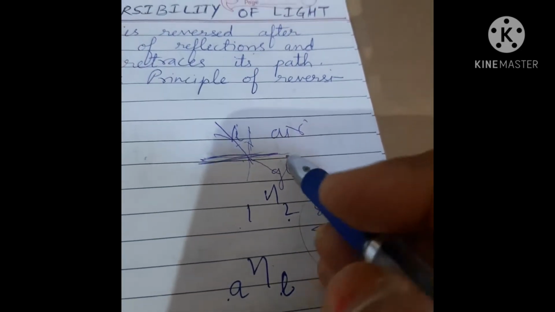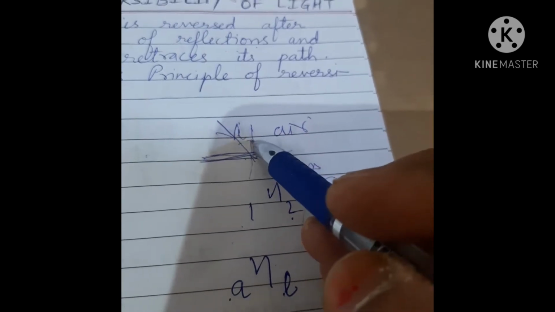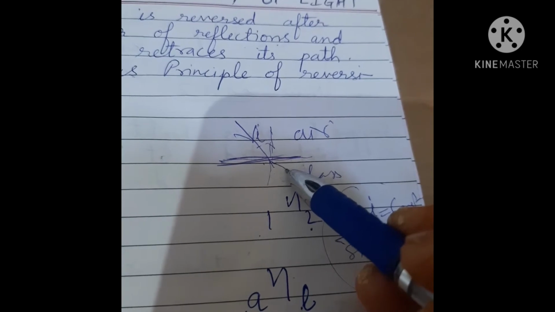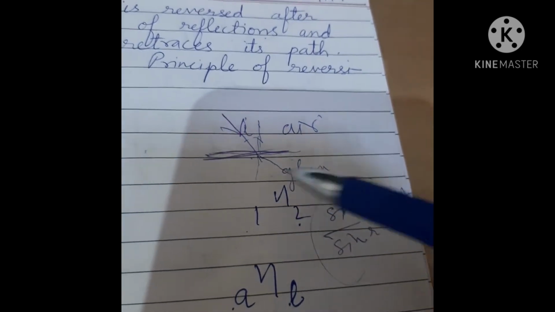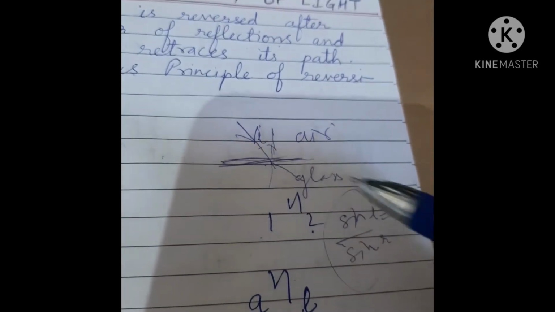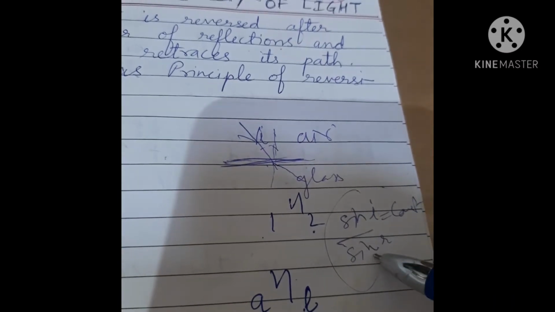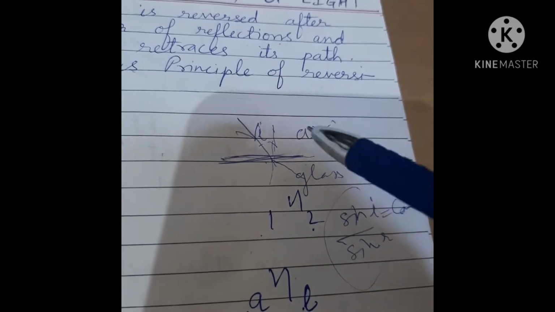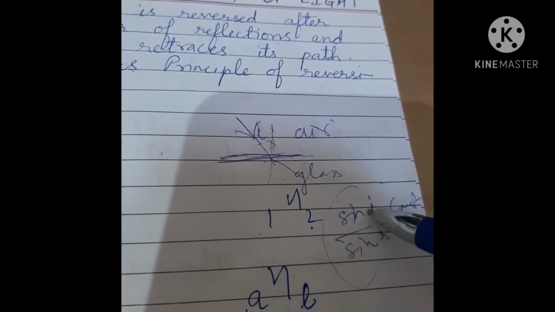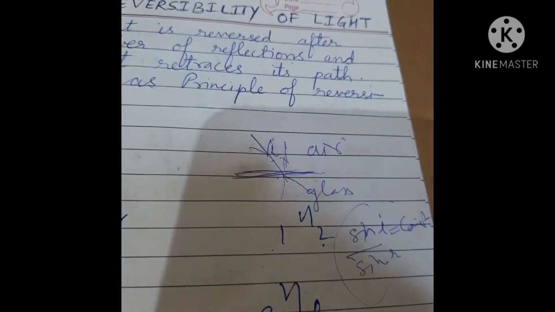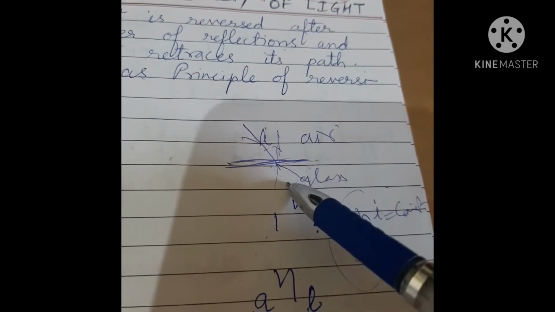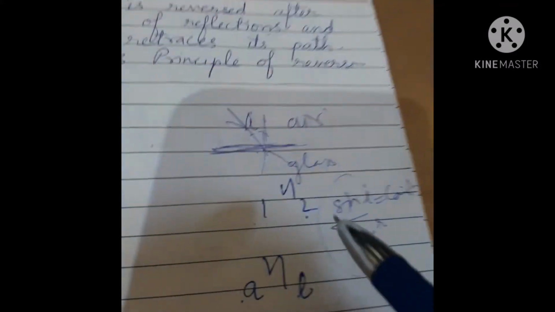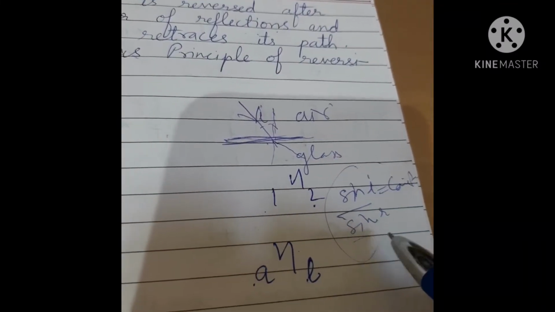So means if you increase the angle of incidence, then the angle of refraction will increase in the same way. Means the ratio of the sine of angle of incidence to the sine of angle of refraction will always remain constant. Means the ratio of this and this will be constant. As this changes, this will also change, according to this formula.